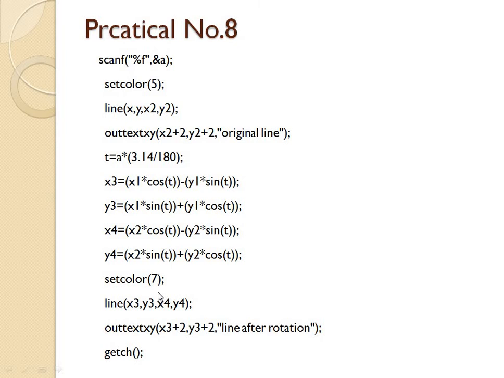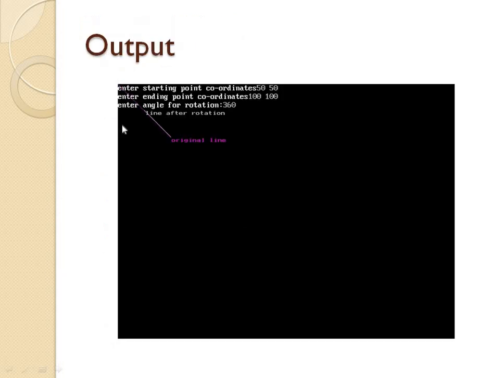Then after rotating the line we set the color to 7. Then the line is displayed using x3, y3, x4, y4, and by using outtextxy we put the x and y coordinates and display the message "line after rotation". Then the getch function is used, and here is the output. This is the original line, and at this location we put the message "original line". Then here we put the line after rotation, which is the line we have to display.